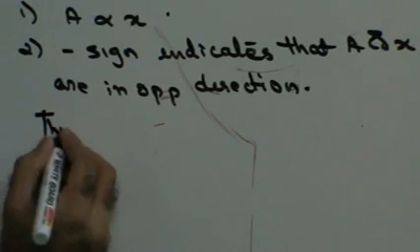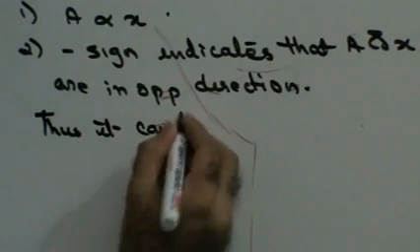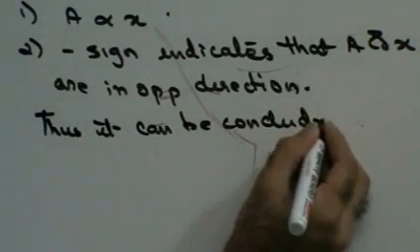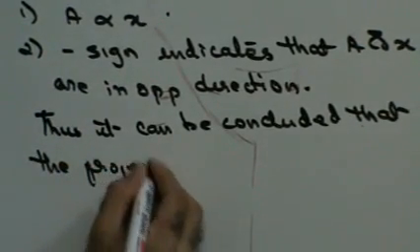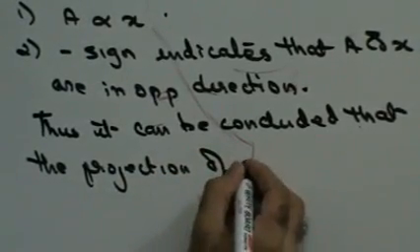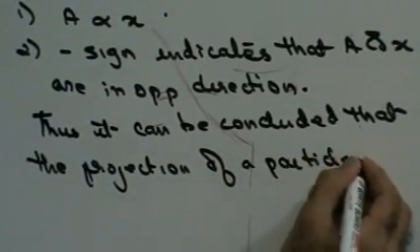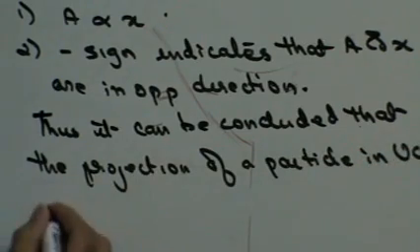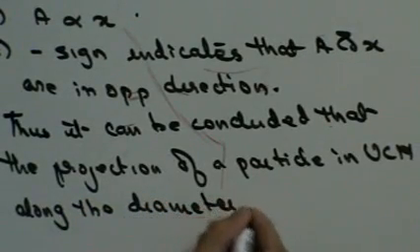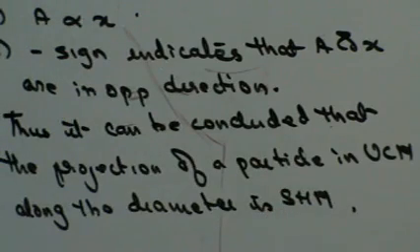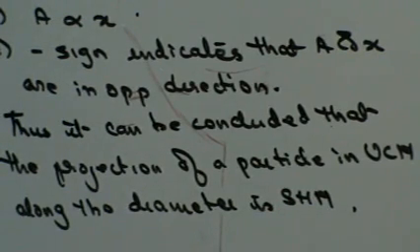Thus, it can be concluded that the projection of a particle in UCM along the diameter is SHM. Right? That's how you prove that the projection of a particle in UCM along a diameter is SHM. Next, let's see the second thing.